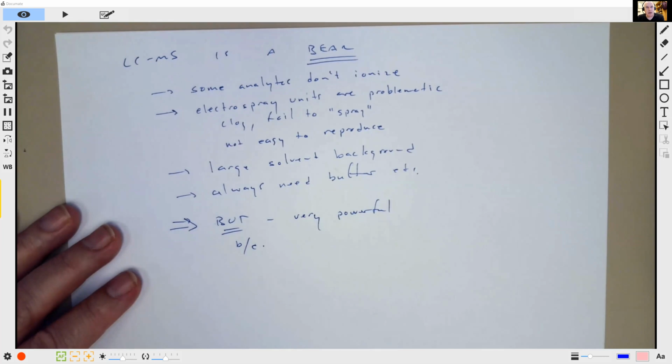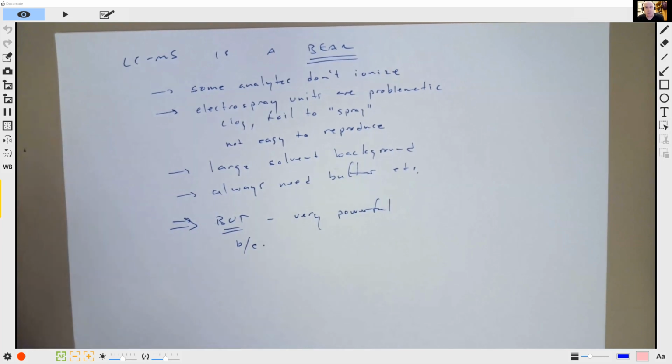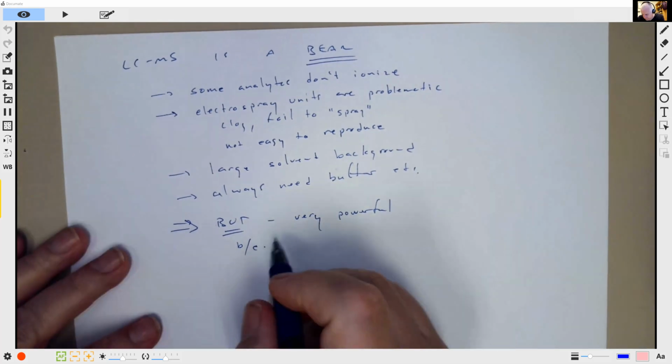Because if conditions are right, you see a lot, and you can identify a lot of what you see.